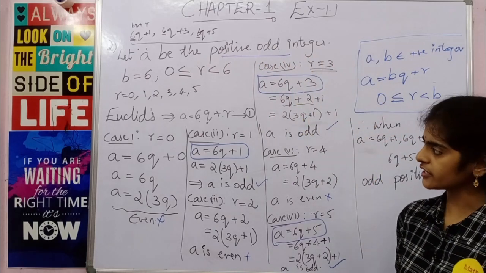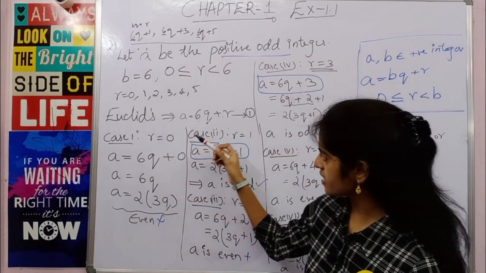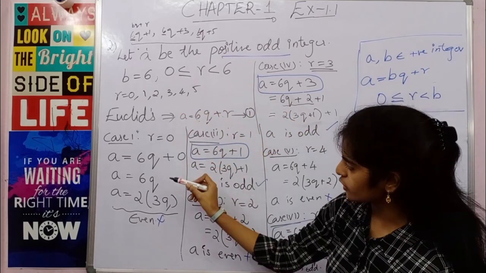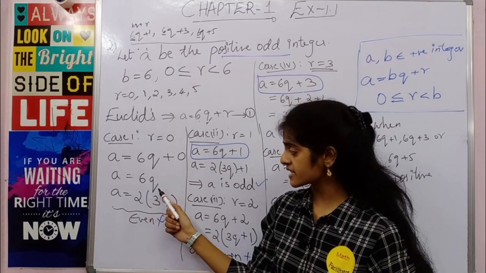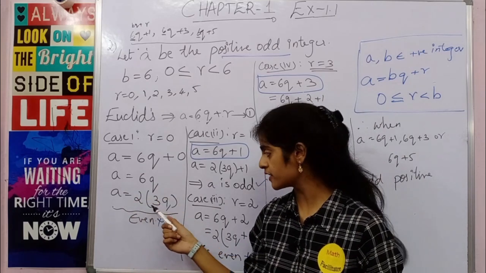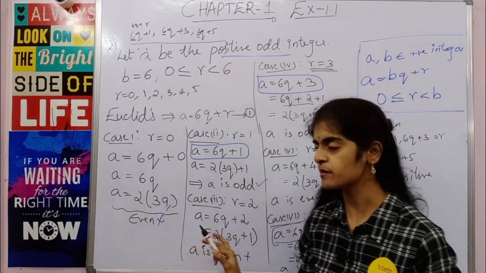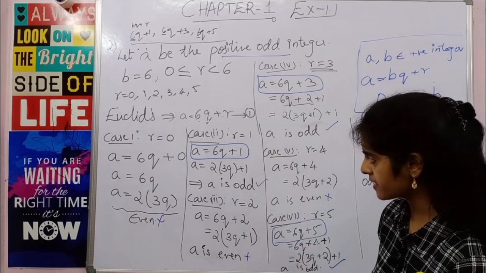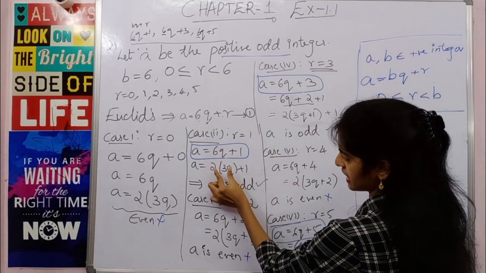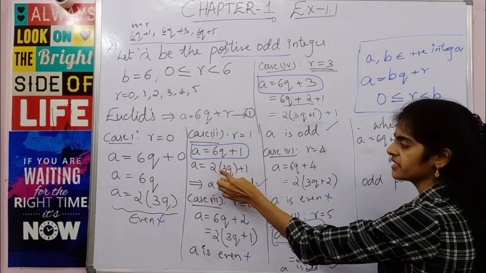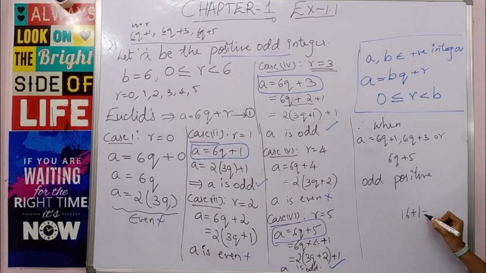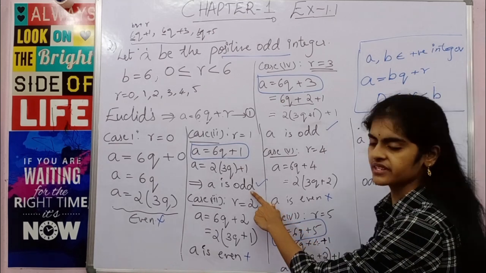Clear? So now you will just substitute these R values in this equation. When R equal to 0, you got A equal to 6q. Now 6q you can write as 2 into something. Now 2 into something gives you an even number. But you want only an odd number, so you are taking the next case. In the next case, when you took R equal to 1, this 6q is nothing but an even, and 1 added to an even number will give you odd, right? Suppose you take 16, 16 is even, 1 added to 16 will give you what? 17, which is odd, right?